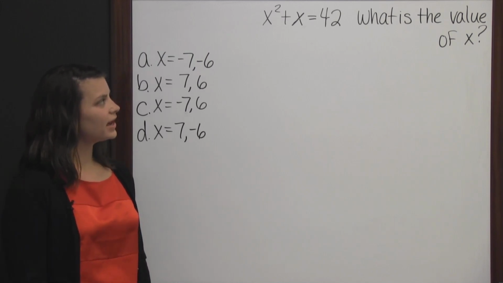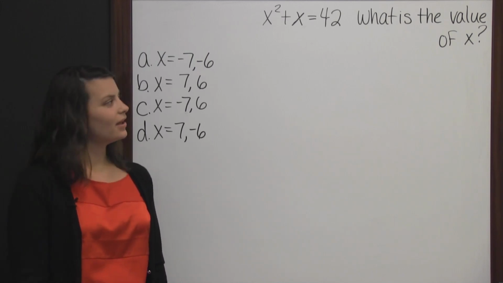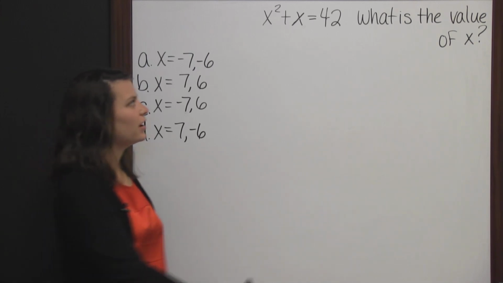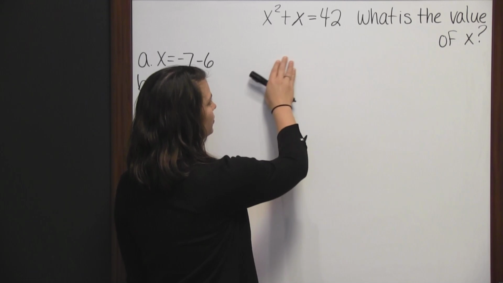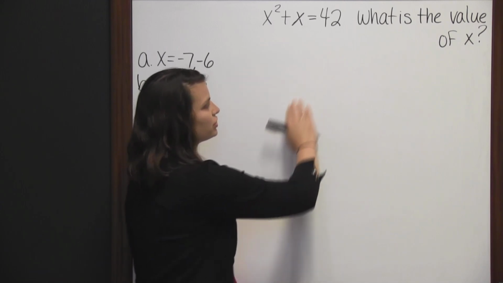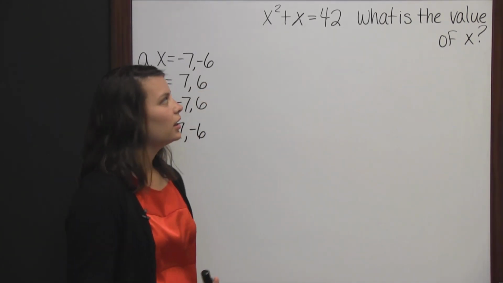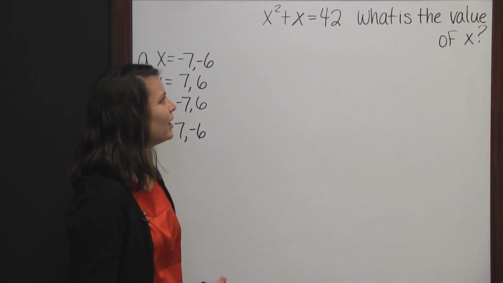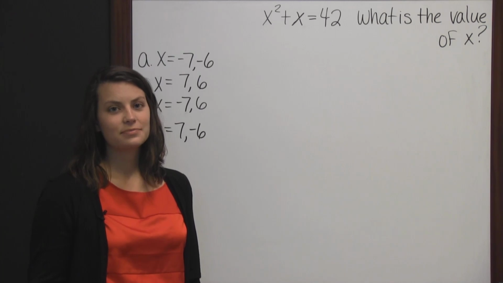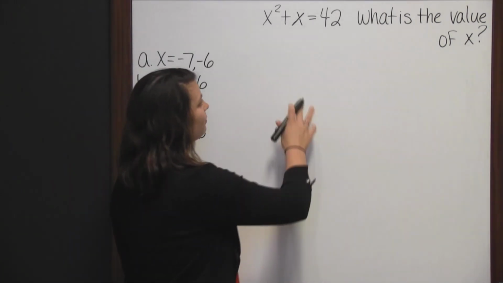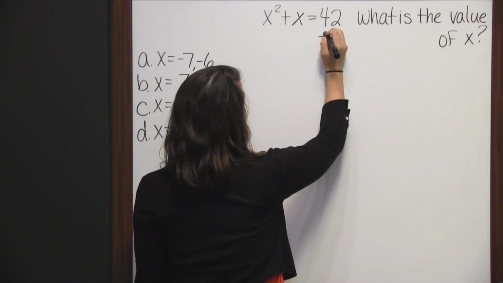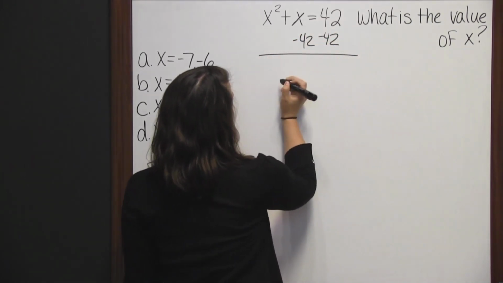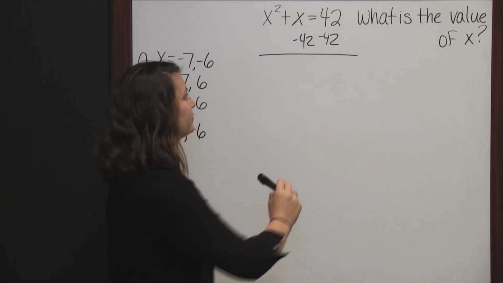X squared plus x equals 42. What is the value of x? We need to find what numbers or number will make this equation true. And there are a couple of different options we have, really. But I'm going to show you how to solve for x by factoring. If I want to factor, then the first thing I need to do is move this 42 to the other side. So subtract 42 from both sides of the equation.